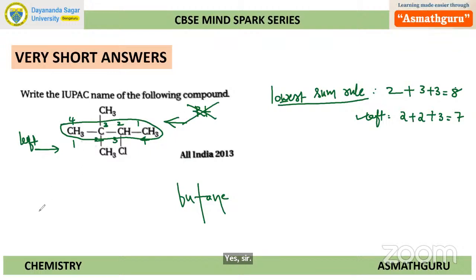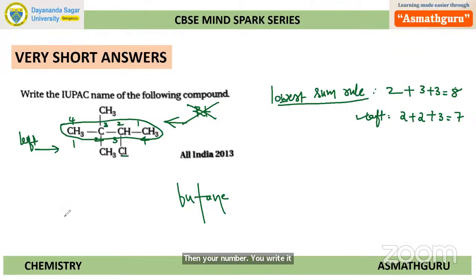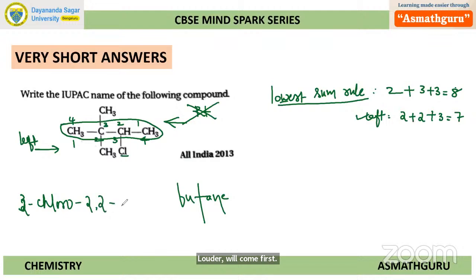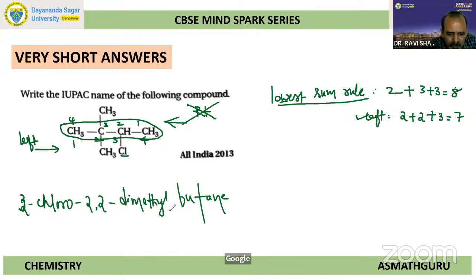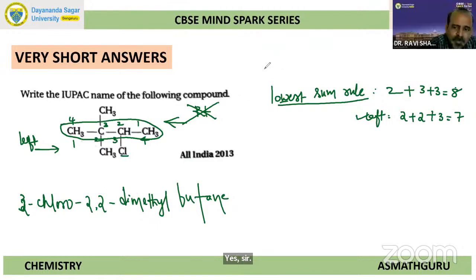Then you write the name according to alphabetical order. Who comes first? Chlorine. So it is 3-chloro-2,2-dimethylbutane. Got it, all of you? Yes, sir. Now I think there's a small break for you people.